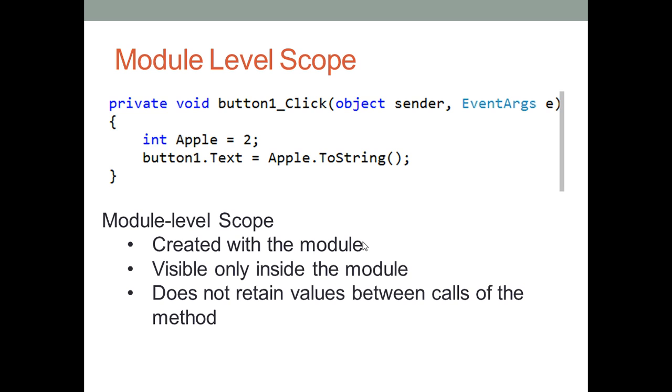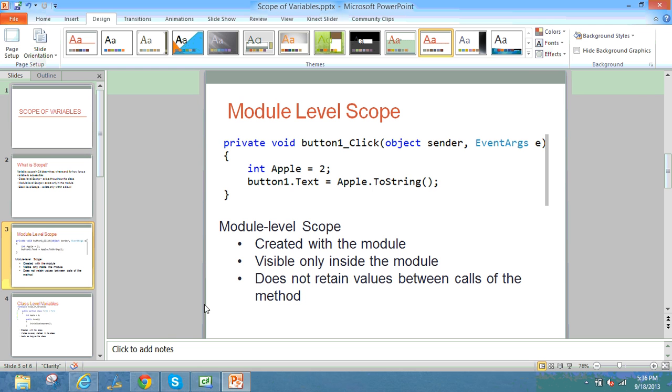Module level scope is a variable that is created within a module. In this example, in button click, we're declaring a variable called Apple. We're setting its value to 2. It's visible only inside the module. Other modules can't access it, and we do not retain values between calls of the method. Every time we come into this method, every time that button is clicked, we set that value all over again. Let's take a look at how that looks in functioning code.